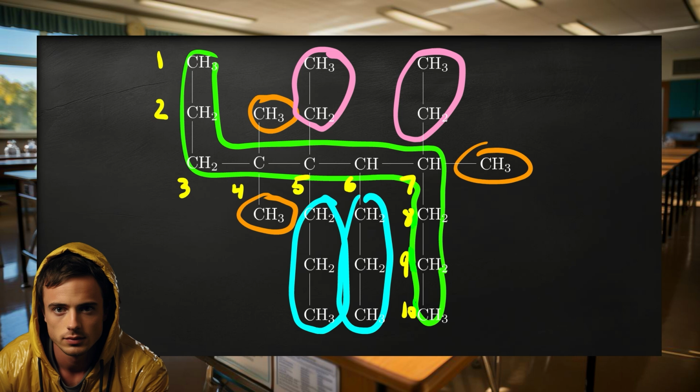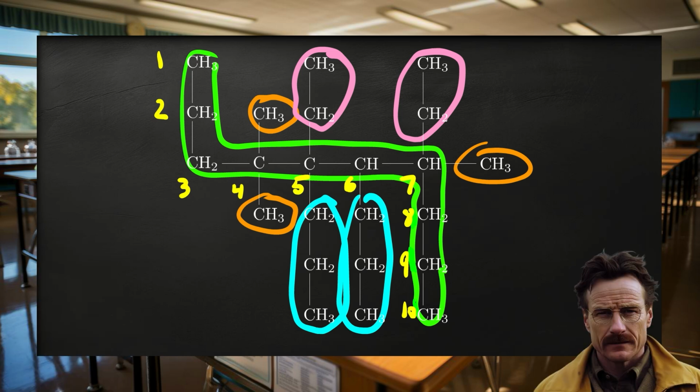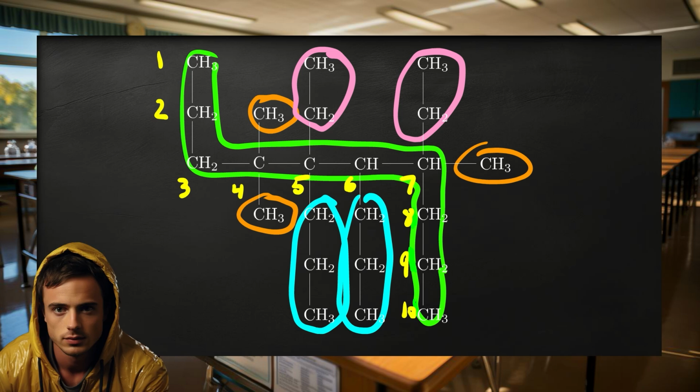I guess we get 2 methyl groups on 4 and 1 methyl group on 7, right, Mr. White? Yes, Jesse, keep going. Okay. Then we have 2 ethyl groups, 1 each on carbons 5 and 7. What about propyl groups? Oh, yes, those are the ones with 3 carbons. Right, Mr. White? Those would be on 5 and 6.